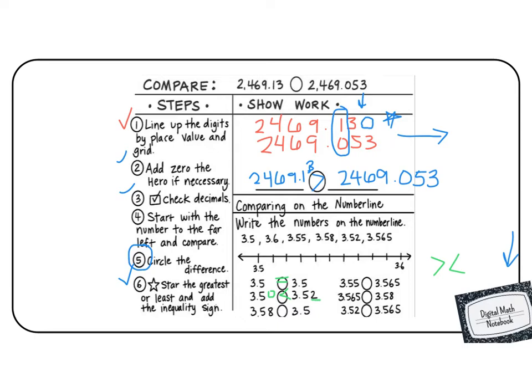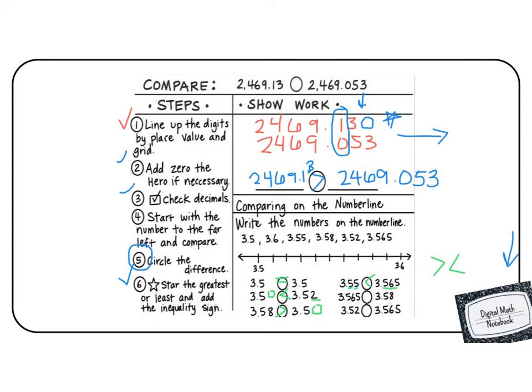In the next row, I have 3.58 and 3.5. Let's add a 0 again. Okay, so I have 3.58 and 3.50. 58 is bigger than 50. In our next column, we have 3.55 and 3.565. Remember, just because a number is longer off to the right of the decimal doesn't mean that it's bigger. If we look at the hundredths, they're the same, but then we have 5 and 6. 6 is bigger than 5, so the alligator faces the bigger number.